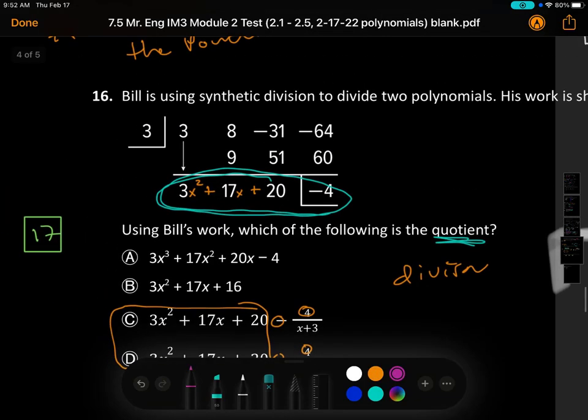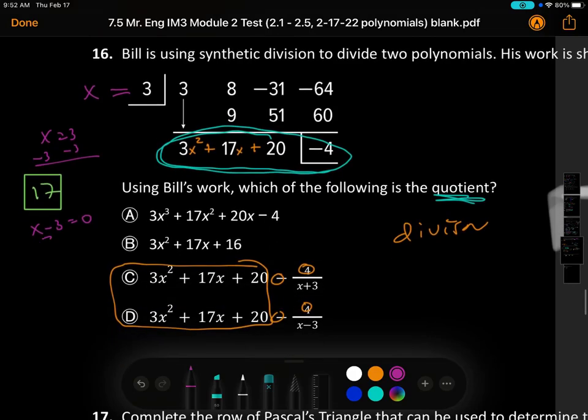What's the difference here is that this one, you already know that x equals 3. Well, how do you make it a binomial? Well, you subtract 3 and you get x minus 3 equals 0. So the denominator here should be x minus 3. So the answer would be D.